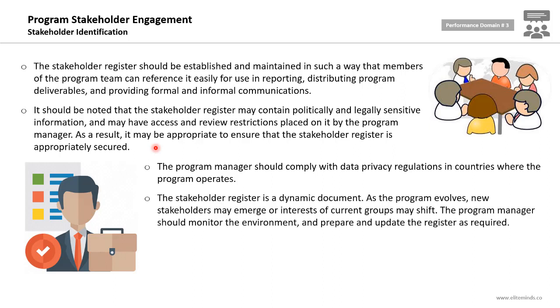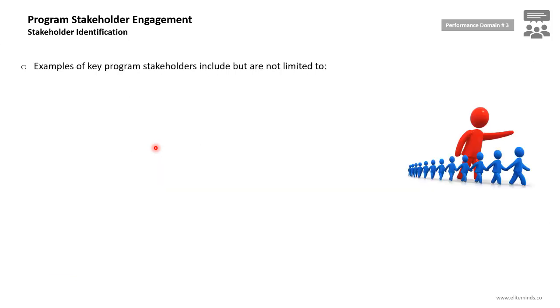The stakeholder register is a dynamic and live document. As the program evolves, new stakeholders may emerge or interests of current groups or stakeholders may shift. The program manager should monitor the environment and prepare and update the register as required. So it's not a one-time process to develop the stakeholder register. You need to maintain this stakeholder register up to date throughout the program duration.